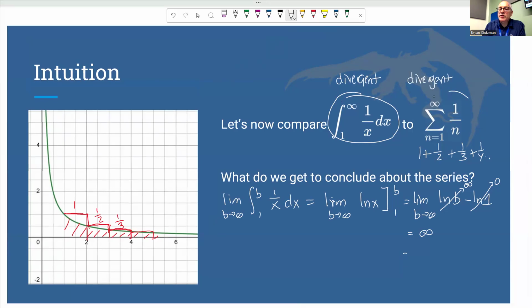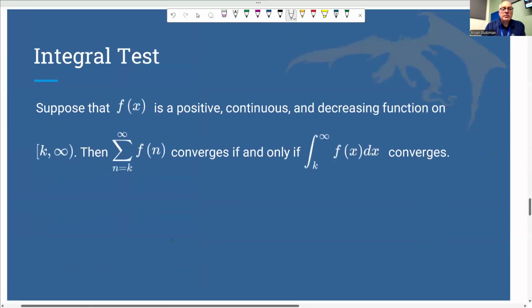One over n is a very important series called the harmonic series, which we'll talk about a lot in this unit. All right, so in general, the integral test compares two very similar functions. One is the series, and one gives me the integral. And they work in lockstep with each other. If one converges, the other converges. If one diverges, then the other diverges.